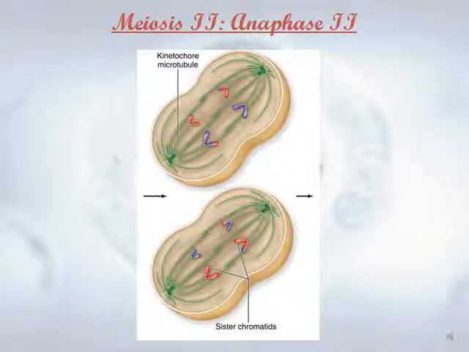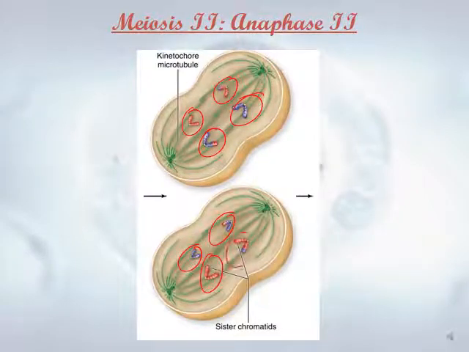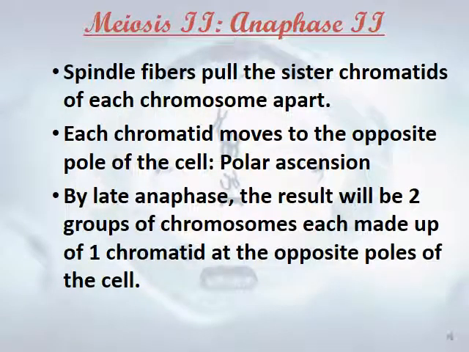In anaphase 2, as you see here, the mitotic spindle fibers will pull the sister chromatids of each chromosome to the opposite poles of the cell, forming what's known as polar extension. The result will be two groups at the end, each group made up of one chromatid at the opposite pole of the cell. As you see here, till now, this is identical to mitosis. In late anaphase, the result will be two groups of chromosomes, each made up of one chromatid, at the opposite poles of the cell.